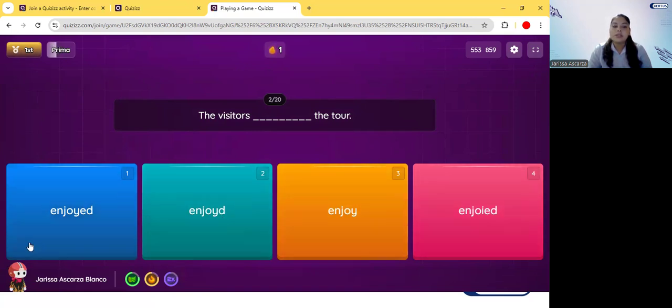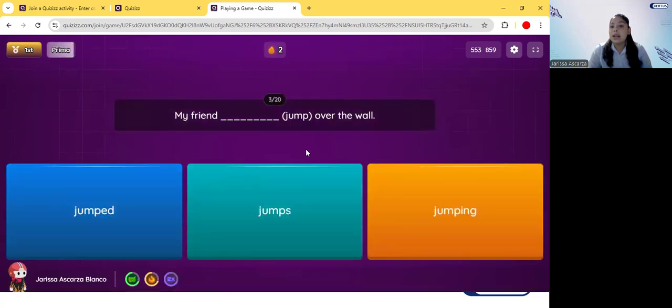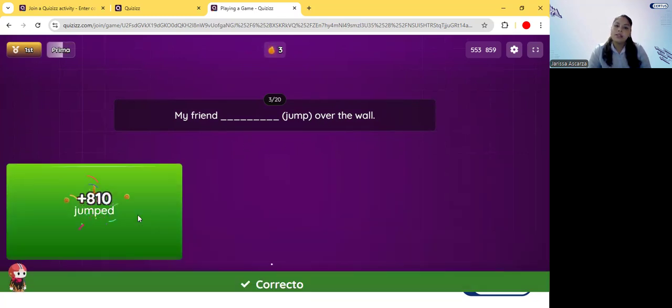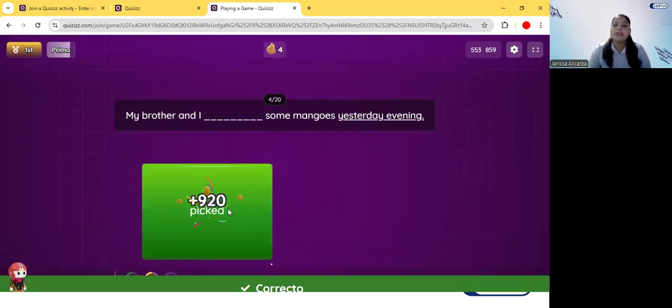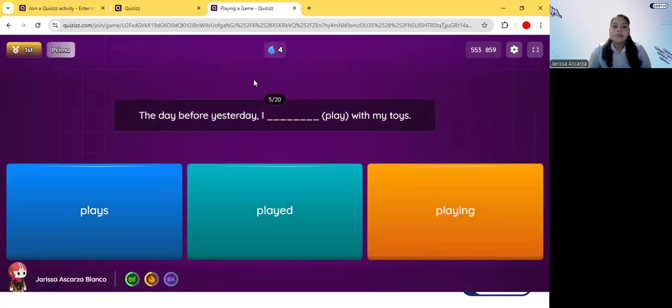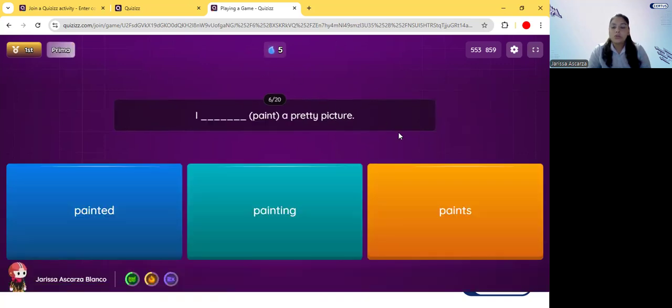What is this one? The first with the number 4. Why? Because remember, enjoy ends in y, but before y there is not a consonant, there is a vowel. So that's why we are just adding ed, okay? Jump, it's easy, jumped. My brother and I picked. This is easier, picked, right? Let's go to the next one. The day before yesterday, I played, of course. Well, this is the way that we are going to work.